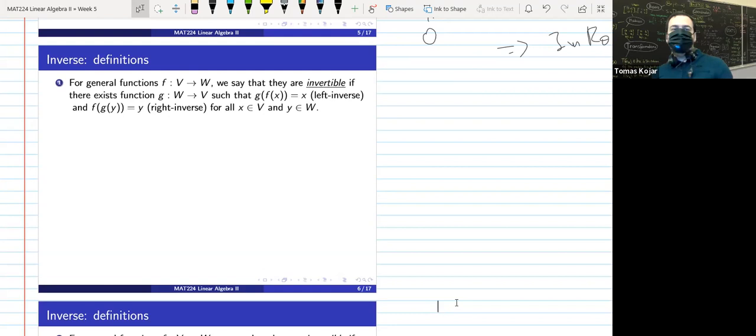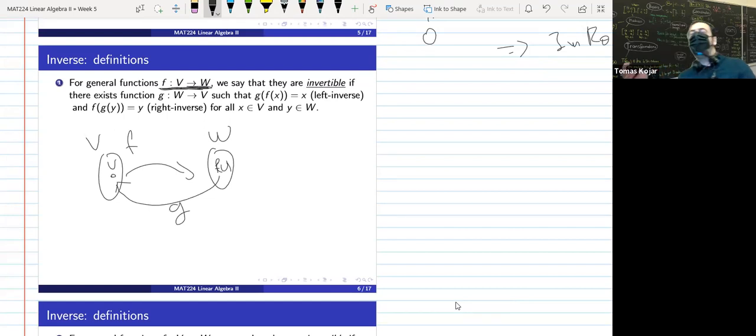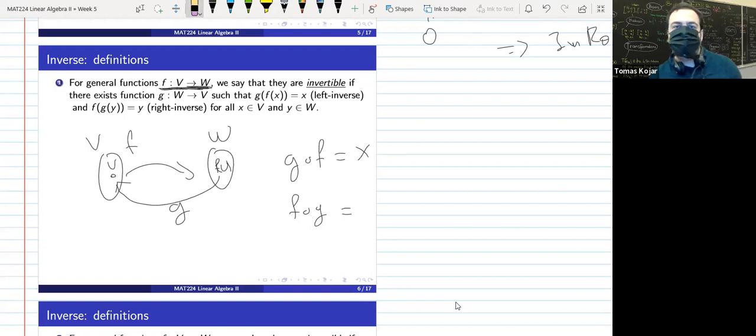So yeah, as someone mentioned before, you have some function from V to W, and by inverse, we just mean you take the element here, you map it here, and you can map it back by some function G, and we want it to go both ways. So we're not just asking for G of F to be X, we're asking for also F of G to be X, or to be Y, whatever I say here.